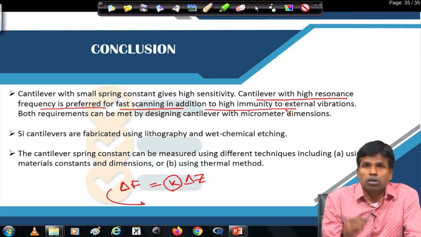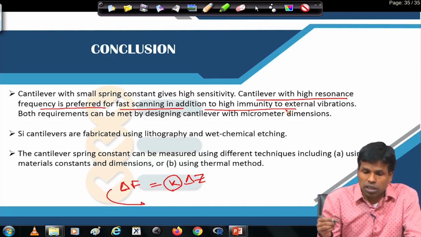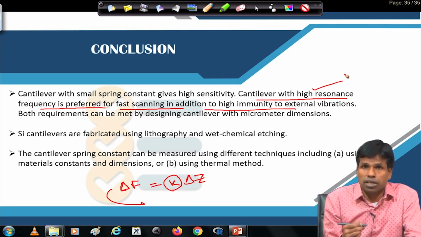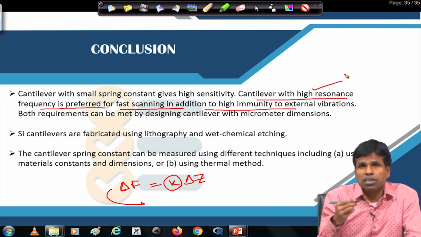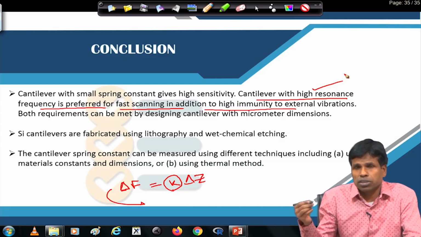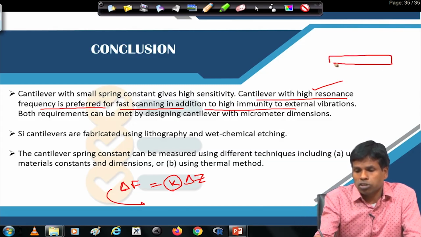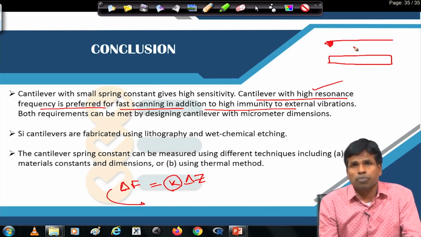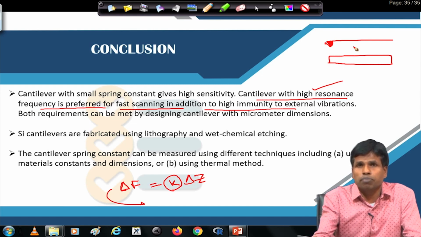In order to have faster scanning on the surface, a higher resonant frequency is needed, and the tip or probe should not touch the sample. If it touches the sample, we cannot scan fast. Therefore the tip has to be away from the sample, and then only fast scanning is possible. When the tip is away from the sample, if it is too far, the force of interaction will be small. If it is too close, snap to contact may occur.